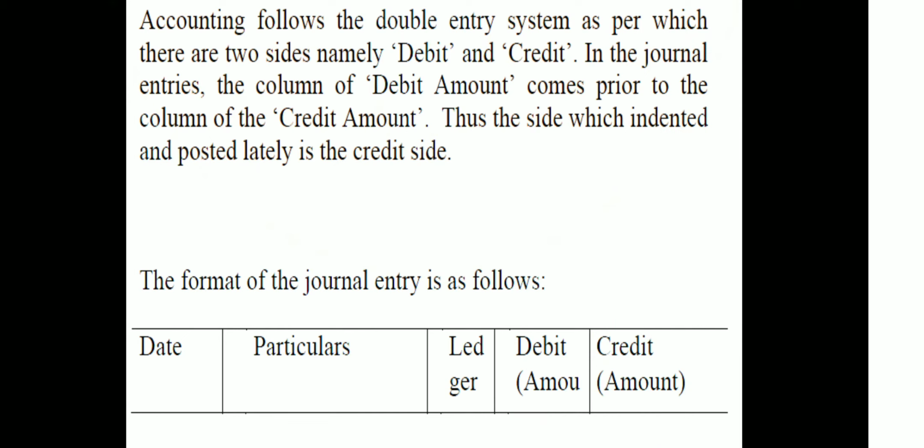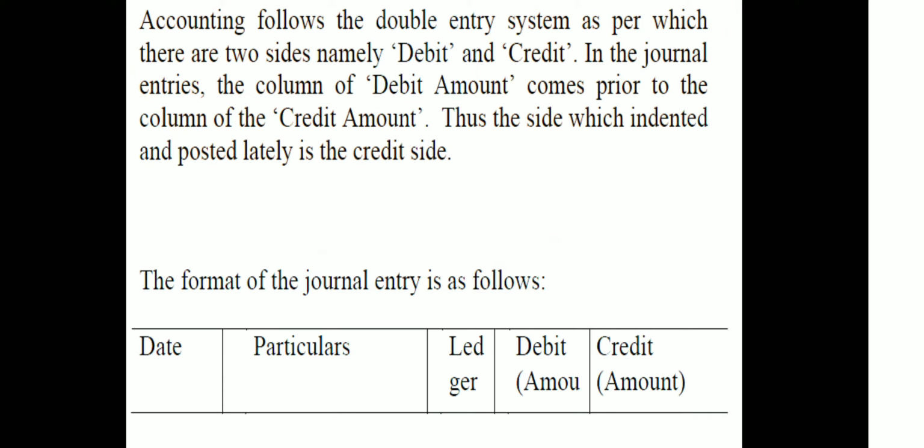Accounting follows the double entry system, as per which there are two sides, namely debit and credit. We have already learnt about these terms. In the journal entries, the column of debit amount comes prior to the column of the credit amount. Thus, the side which is entered and posted later is the credit side.